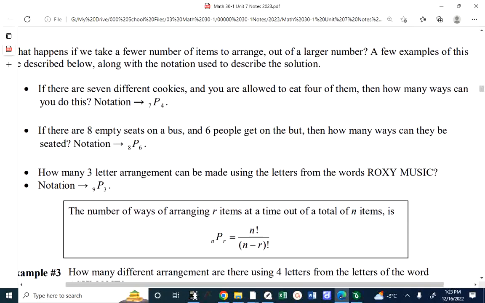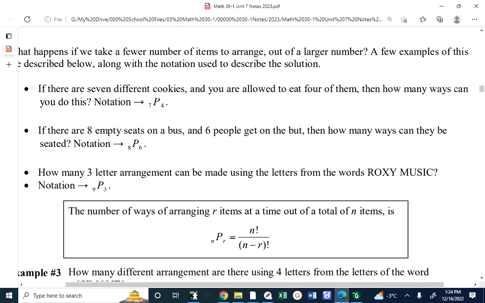If I had 7 different cookies, and my mom said, Paul, you can only eat 4 of them. How many ways can I eat 4 cookies? Well, I could have the coconut cookie, followed by the chocolate chip cookie, followed by the macaron, followed by the snickerdoodle. Or I could eat those same 4 cookies in a different order. Or I could not even touch those 4 cookies and instead go for the Florentine cookie, and the oatmeal cookie, and the raisin cookie. I could do that, right? So that's an example of taking fewer items out of the total.